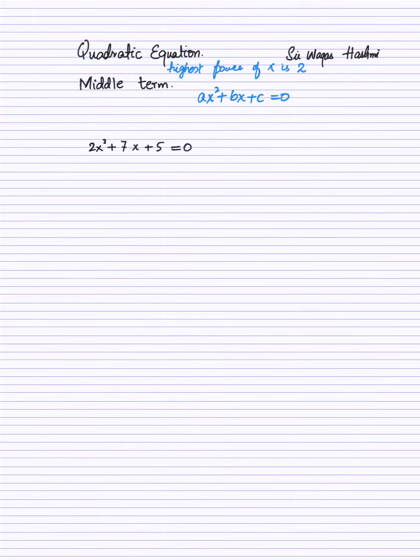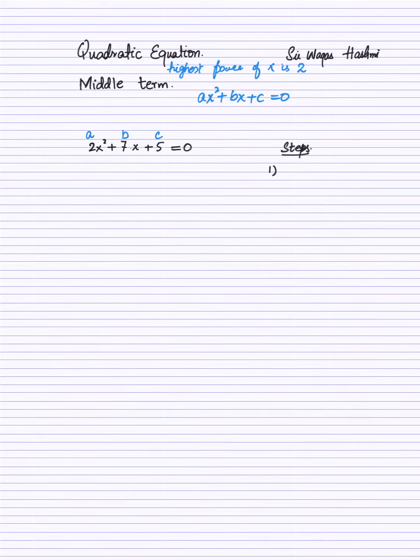You need to observe the power of x. First it's squared, then it's 1, and then it's the constant. So your equation must be arranged in this form whenever you are going to apply the middle term method. Alright, now what is the middle term method? There are certain easy steps to find the values. In your example you have a, b and c. A is 2, the coefficient of x squared, b is the coefficient of x, and c is the constant.